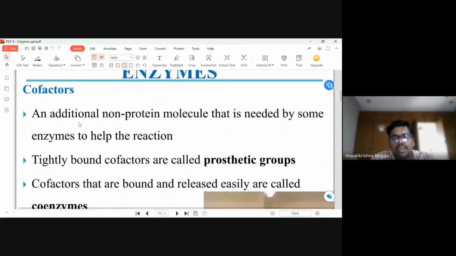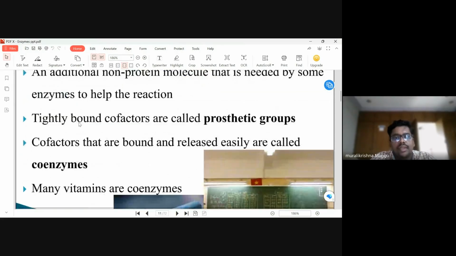Tightly bound cofactors are called prosthetic groups. What do you mean by the cofactor? A cofactor can be defined as a non-protein molecule which is needed by some enzymes to help the reaction. Tightly bound cofactors are called prosthetic groups. Cofactors that are bound and released easily are called coenzymes.